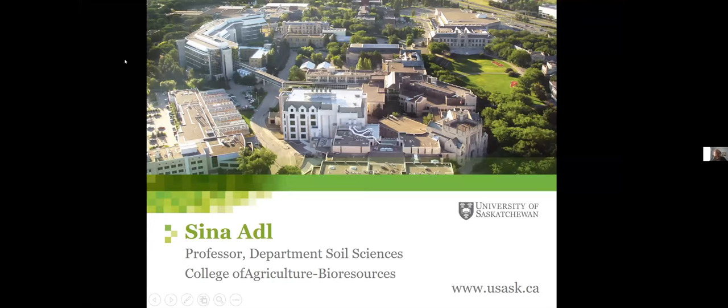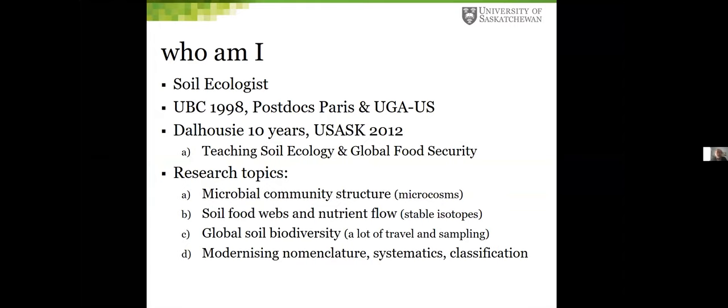I've been a prof for 18 years, and I've been here since 2012. I'm a soil ecologist, and I come from UBC. Did postdocs in Paris and UGA in Georgia. And most of what I do in terms of teaching is soil ecology at the undergrad and grad level. And I also teach the introduction to global food security.